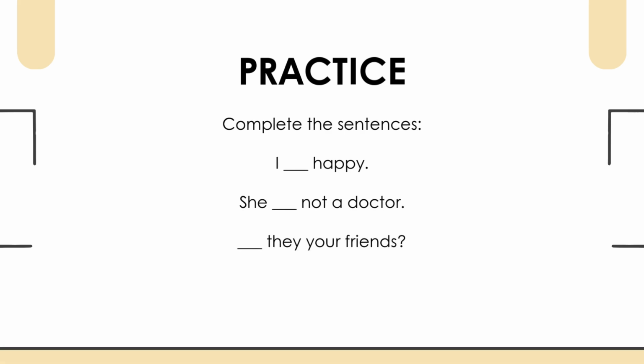Let's practice. Look at these sentences and fill in the blanks with the correct form of to be. For example, I happy. Next, she not a doctor. And finally, they your friends? Take a moment to think about your answers.